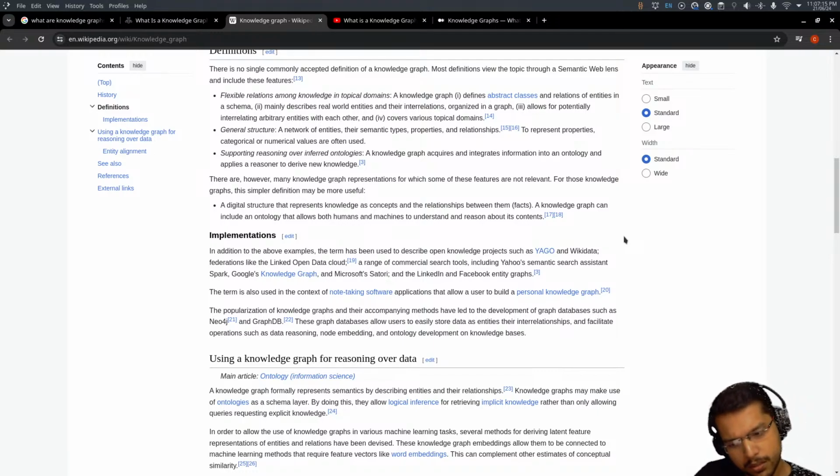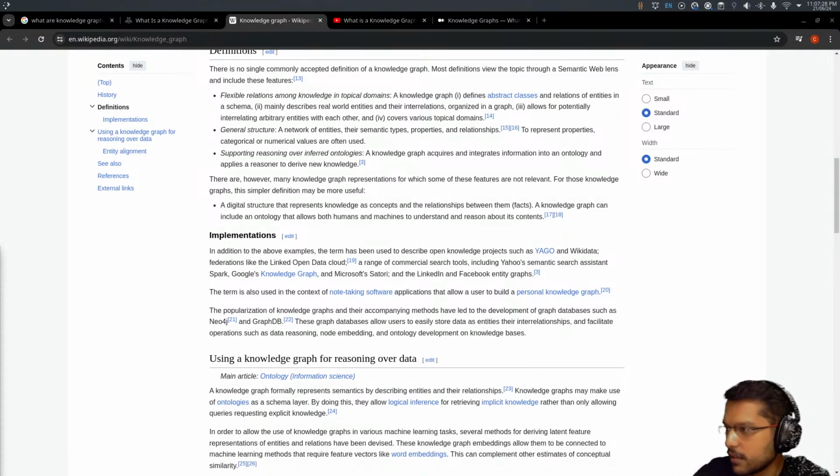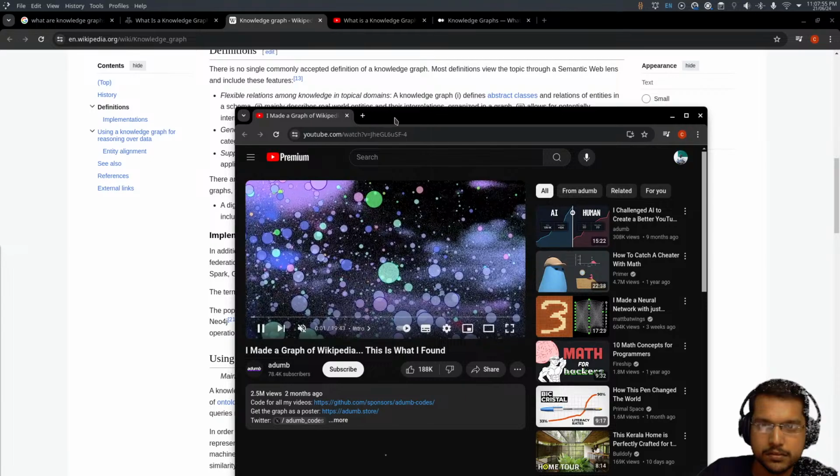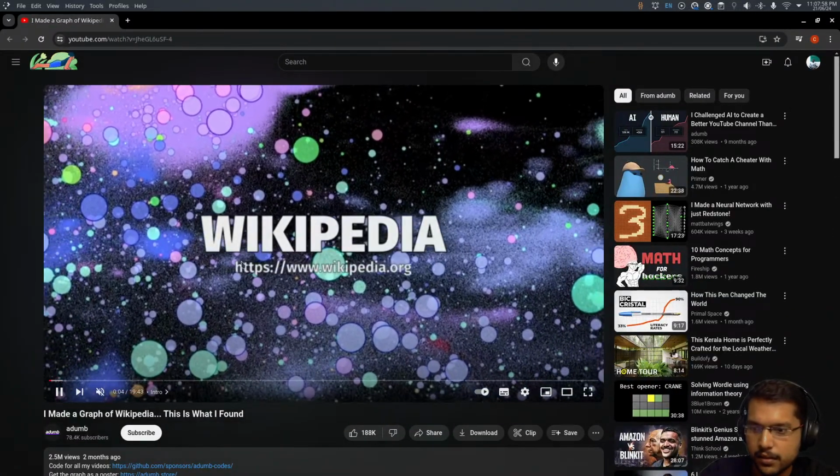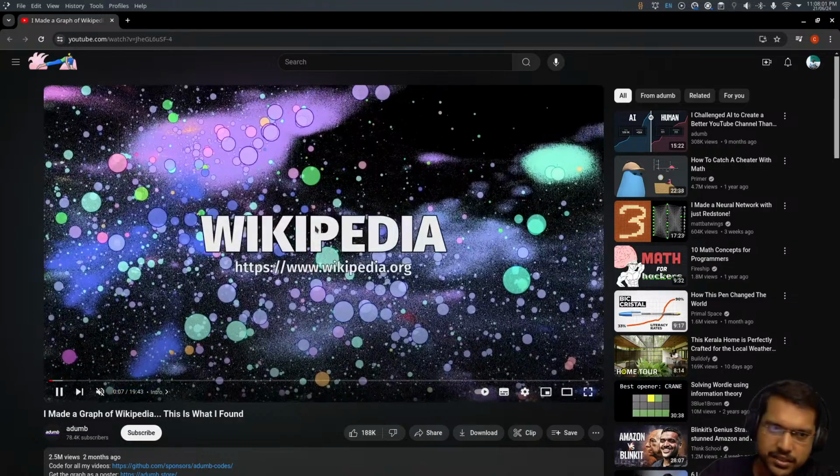There was also a cool representation of Wikipedia as a graph. Let me see if I can pull that YouTube video up from somewhere. Oh, here. There we go. I made a graph of Wikipedia. I think everyone should just have a look at this. It's really good.